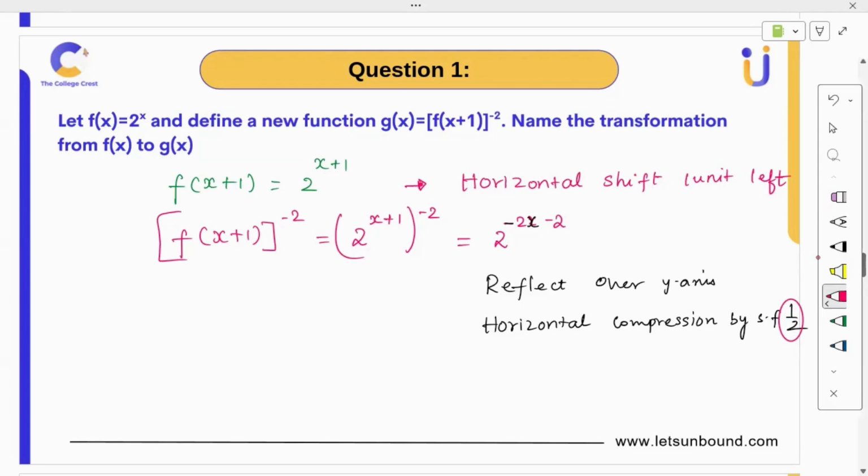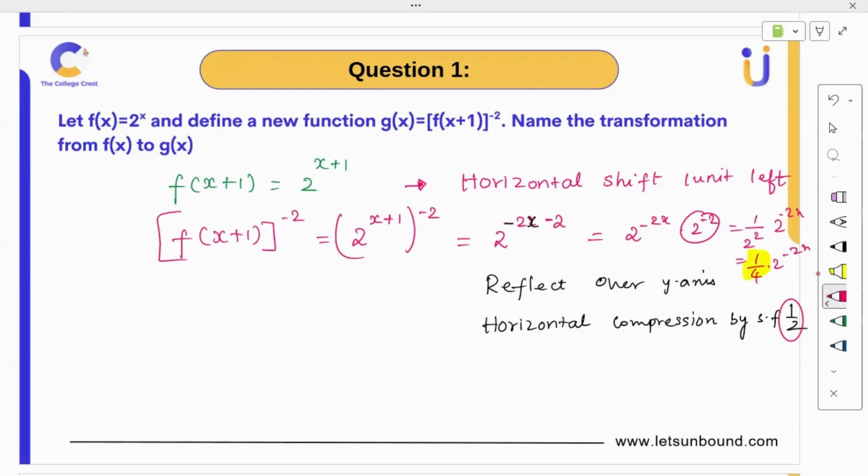Okay, actually minus 2 in the sense, I'm going to manipulate this one. Like 2 power minus 2x into 2 power minus 2. I split it. 2 power minus 2 means 1 by 4, because 1 by 2 squared if you want to convert to positive, and 2 power minus 2x. So 1 by 4 into 2 power minus 2x. So this is also one way.